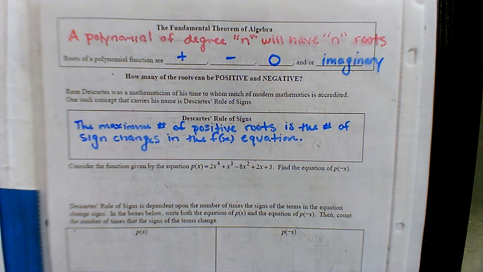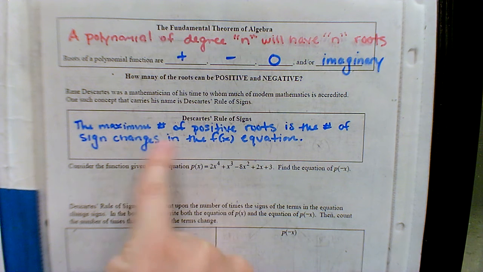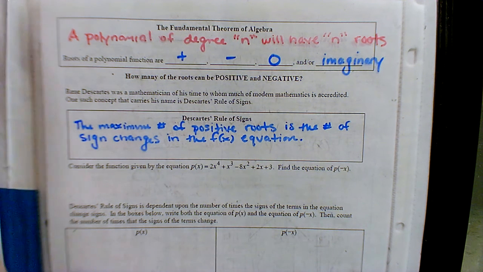So we're going to take a look at a polynomial equation in standard form, and we're going to basically just count how many times we go from either positive to negative or negative to positive. Kind of simple. And whatever that number is, that's the maximum number of positive roots, how many x-intercepts we might have on the right-hand side of a graph.